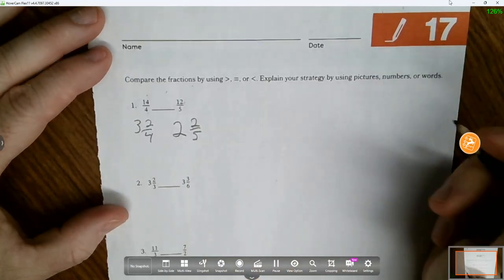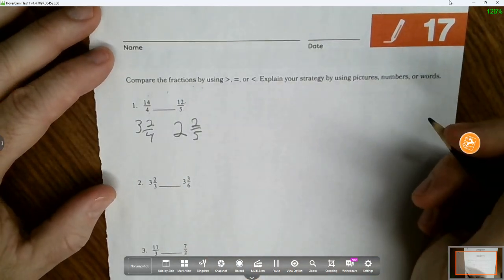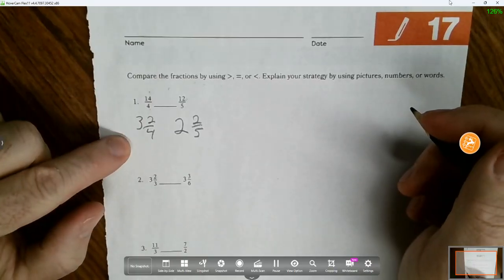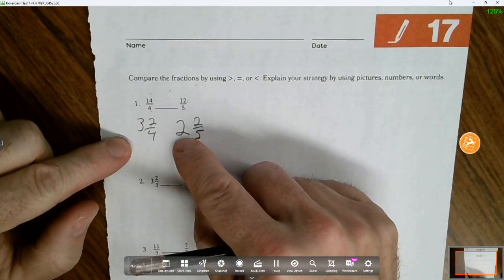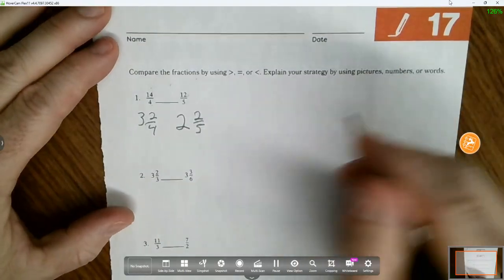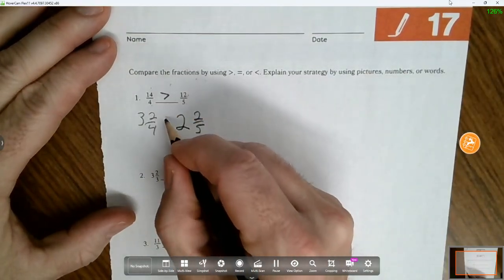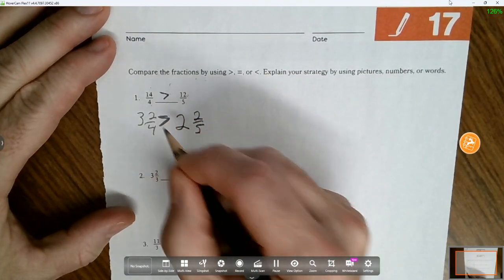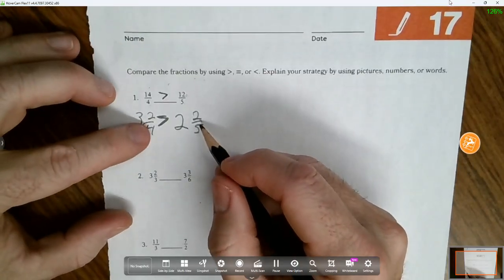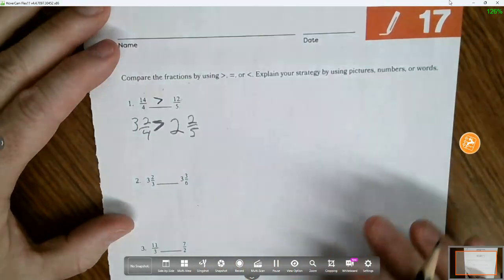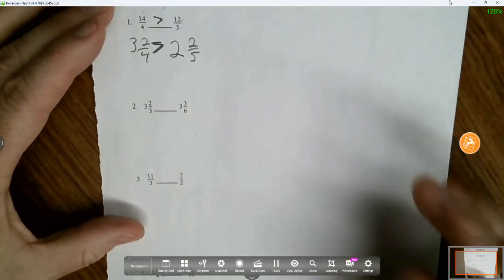All right, so let's just stop and look at this right now. Which one's bigger? This has 3 wholes. This has 2 wholes. The discussion's over right there. 3 wholes are going to be bigger than 2 wholes all day, even before we figure out these. So we don't need to go any further. That's done. Let's move on.